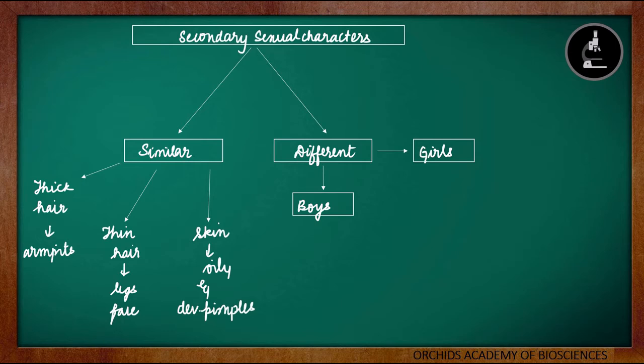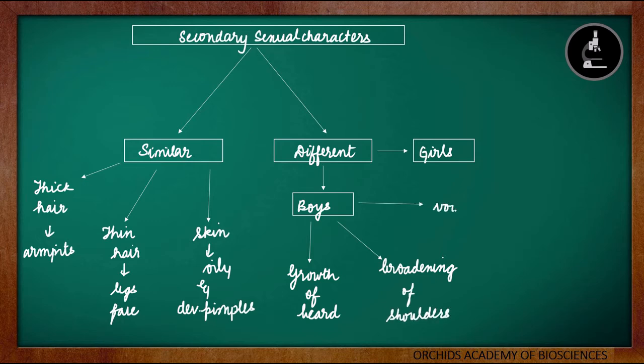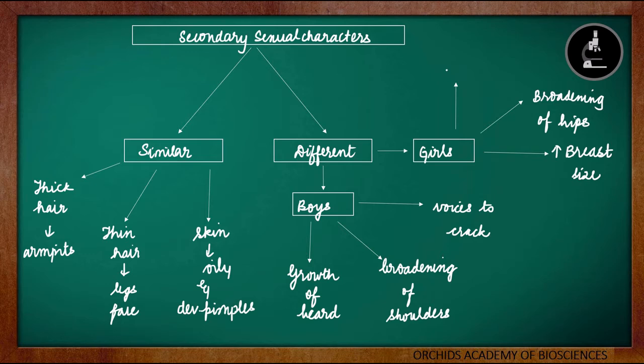But there are certain characters which are different in boys and girls. For example, in boys, there is growth of beard and mustaches, broadening of shoulders, the voices begin to crack, and so on. So these are a few of the secondary sexual characters which are seen only in boys, that is growth of beard, broadening of shoulders, and their voices beginning to crack. These characters are not seen in girls. The girls show different secondary sexual characters, like an increase in the breast size, broadening of hips and thighs, and the girls also begin to menstruate.